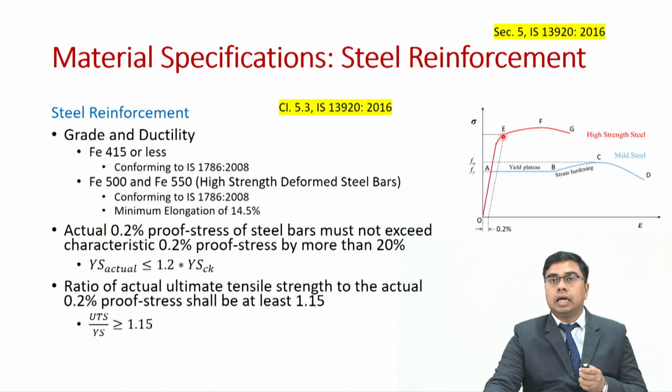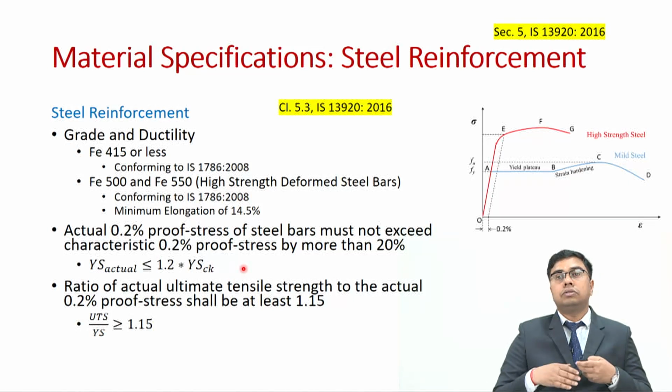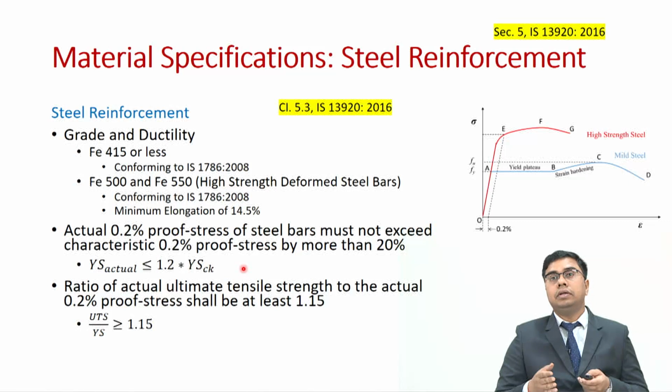Now, from that characteristic value, the actual value should not be more than 20% above. I have also written it over here, that is the yield strength actual should be less than or equal to 1.2 times the yield strength characteristic. Now, why is it important? Why should we not have any steel bar which has more than 20% offset in this case?